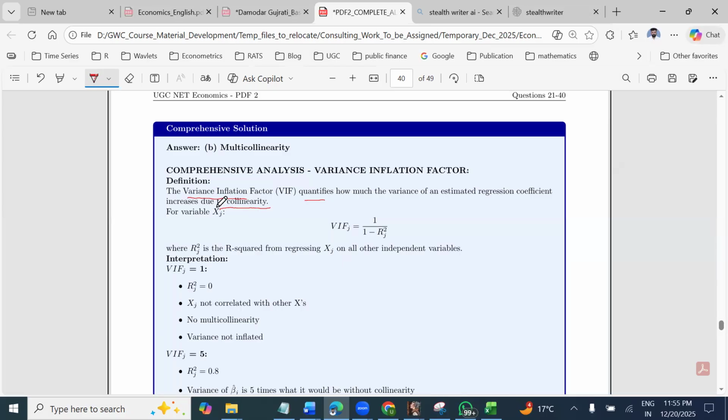Because the variance will increase, due to collinearity or the linear relationship. So VIF we calculate, the VIF formula is 1 upon 1 minus R square. So now what is the interpretation?